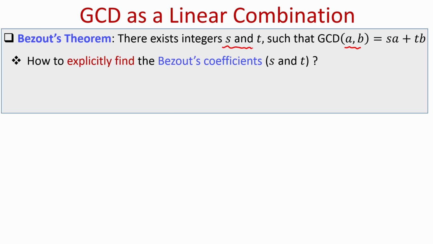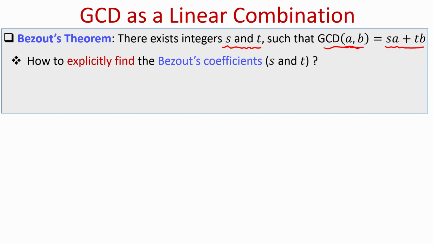find linear combiners s and t such that you can express the inputs a and b as a linear combination which will give you the GCD of a and b. That means the GCD of a and b can always be expressed as a linear combination of the inputs a and b, where the combiners s and t always exist.